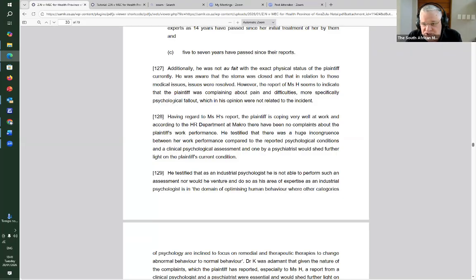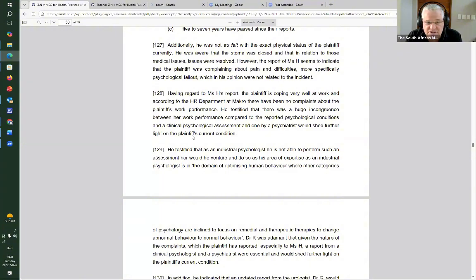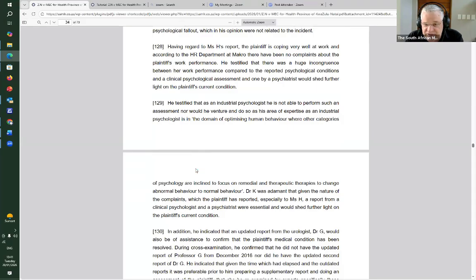However, the reports of Miss H seems to indicate that the plaintiff was complaining about pain and difficulties, more specifically psychological fallout, which in his opinion were not related to the incident. Then, having regard to Miss H's report, the plaintiff is coping very well at work, and according to the HR department at Macro, there have been no complaints about the plaintiff's work performance. He testified that there was a huge incongruence between her work performance compared to the reported psychological conditions and a clinical psychological assessment, and one by a psychiatrist, would shed further light on the plaintiff's current condition. He testified that as an industrial psychologist, he's not able to perform such an assessment.